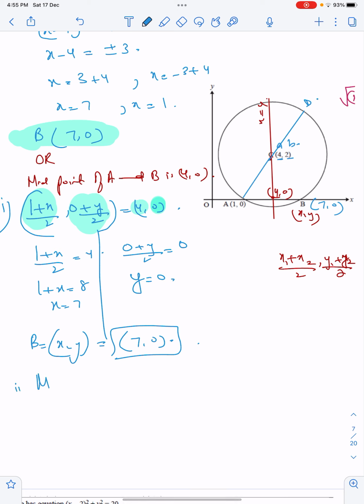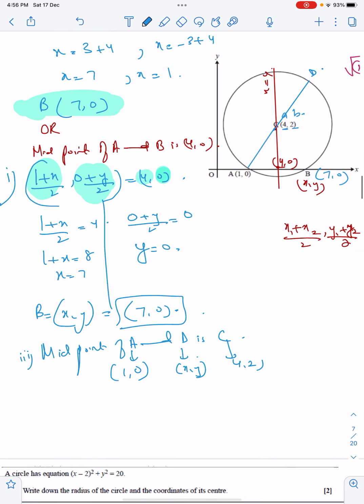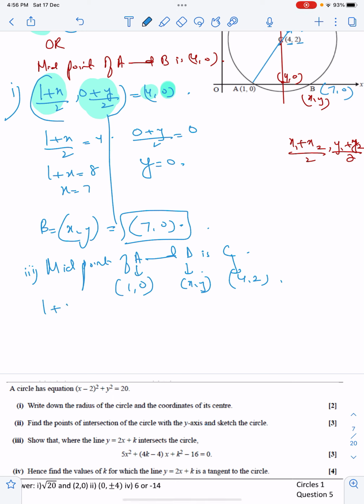Midpoint, the third part: the midpoint of A and D is C. A we know is (1, 0). D we have to find out, as (x, y), and the coordinates of C are (4, 2). So I'm going to apply the midpoint formula. (1 plus x) divided by 2 equals 4.